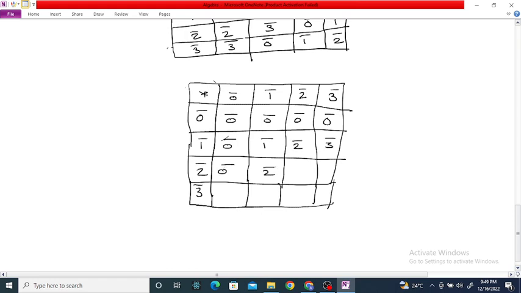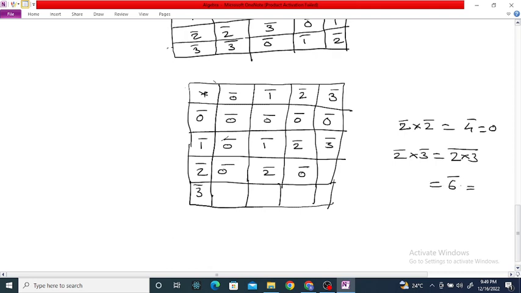2 bar, 2 bar into 2 bar is equal to 4 bar, which is congruent to 0 modulo 4. So here it is 0 bar, and 2 bar into 3 bar is equal to 2 into 3 bar, which is equal to 6 bar.